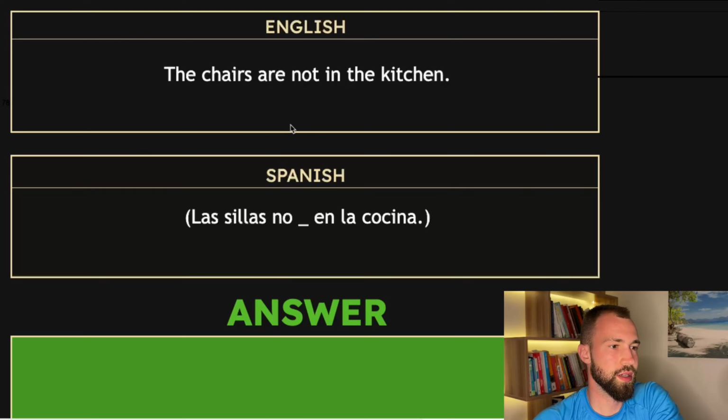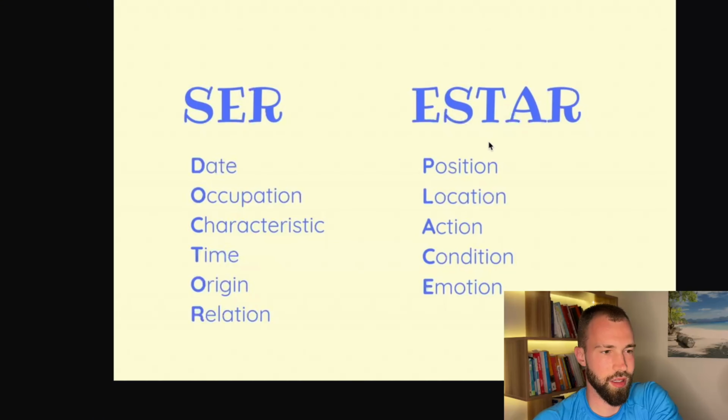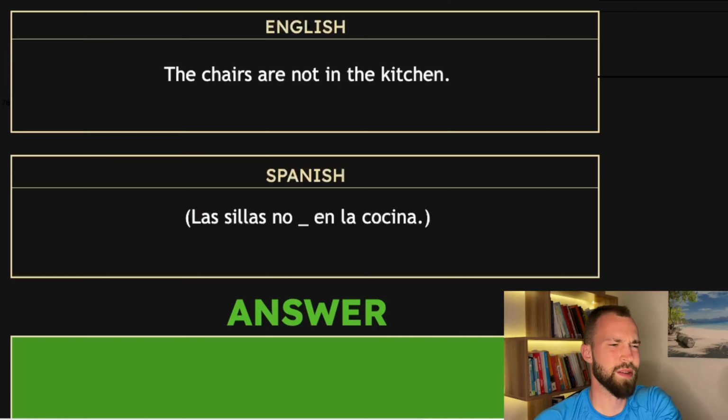The chairs are not in the kitchen. So this, would it be ser or estar? We're talking about position or location. I would just consider it location. The location of the chairs is what we're talking about. So it's estar. And again, the subject is not very obvious. We're talking about the chairs.